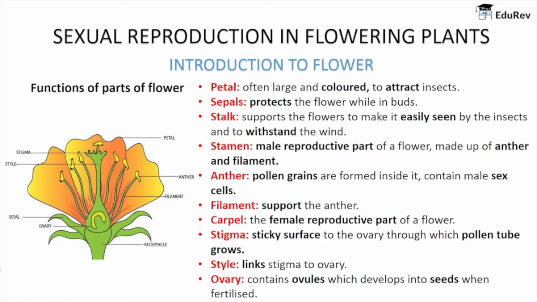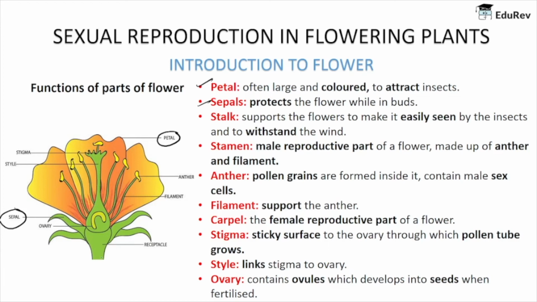So let us begin with the petals. Number 1 is the petal. It is often large and generally colorful, as we have discussed, to attract insects. So I am encircling petals here in this image. Next are the sepals. Sepals are green in color, as we have discussed. I am encircling sepals also. They help in protecting the flower while it is in the bud.